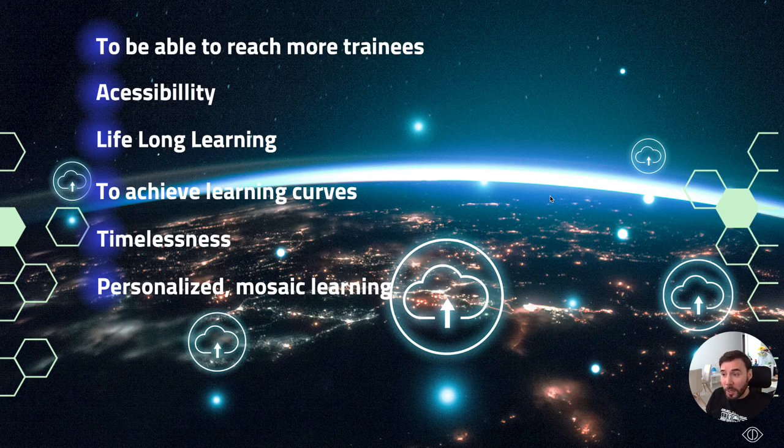So C1DO1 is helping us to be able to reach more trainees, to have accessibility, to actually have lifelong learning and continuous education, to achieve learning curves at your own pace and with a personalized mosaic learning. This means that you can grab courses from different areas and different sections, and why not different institutions.